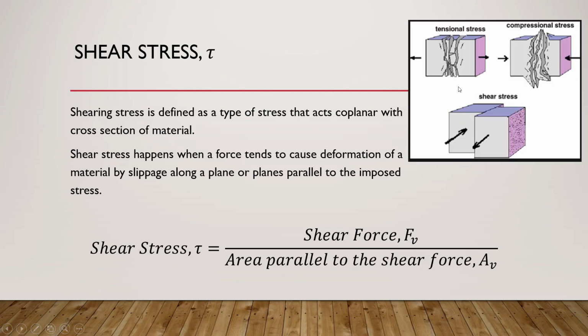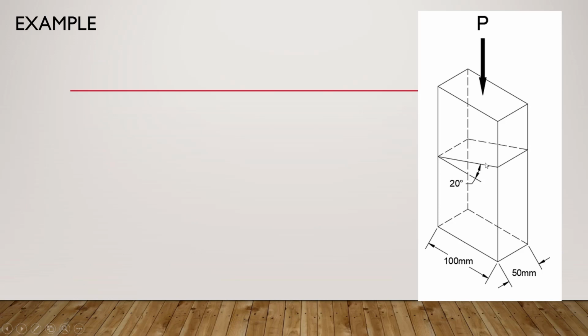In this figure, it shows a tensional stress which tends to lengthen the material, then a compressional stress which tends to crush the material, and the shear stress which causes slippage to the material. Okay, so let's solve an example in shear stress.